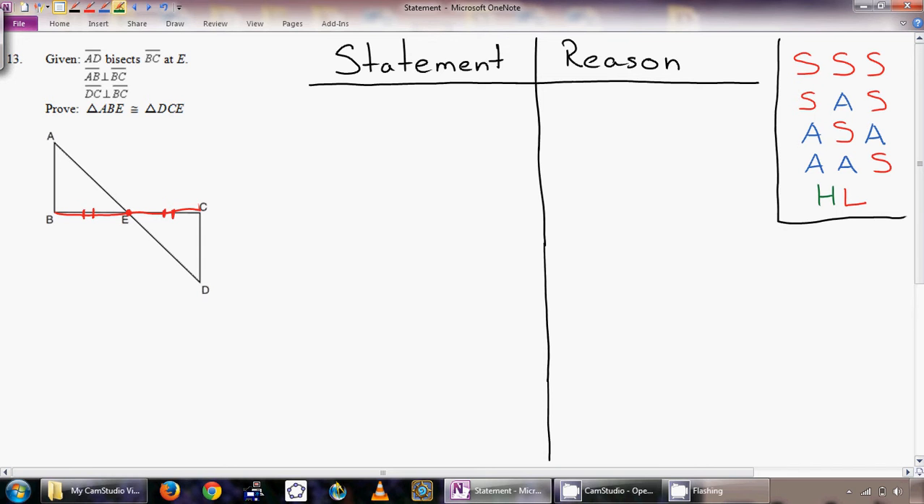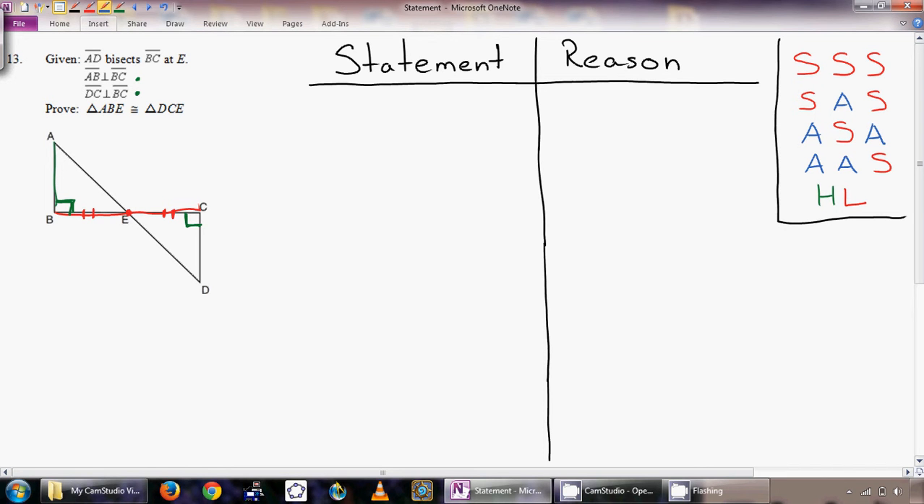Okay. And then they also say AB is perpendicular to BC, that entire thing there. So that means there's a right angle here, okay? And likewise with this one, DC is perpendicular to BC. There's going to be a right angle here. So that's all of my givens.